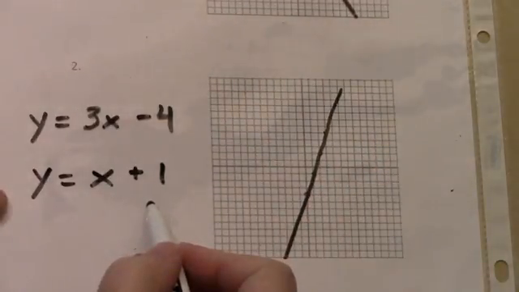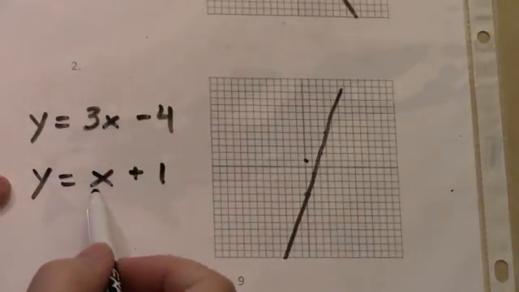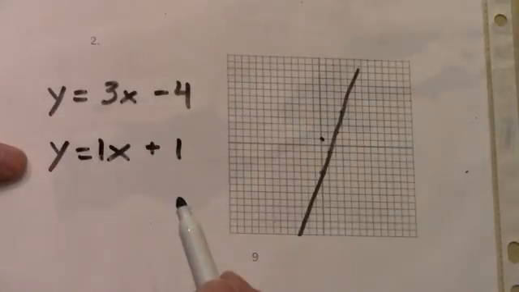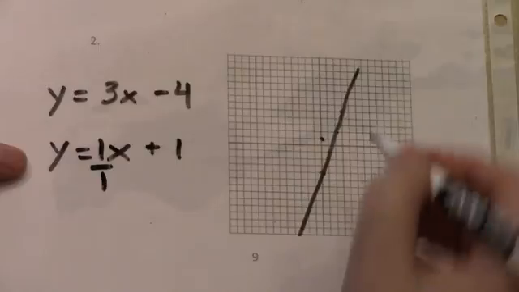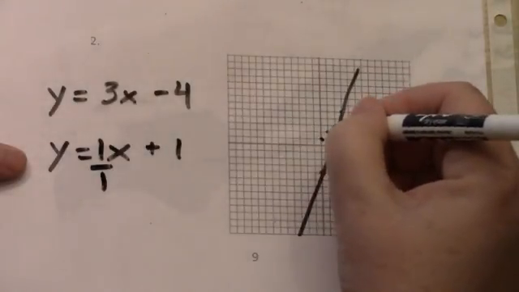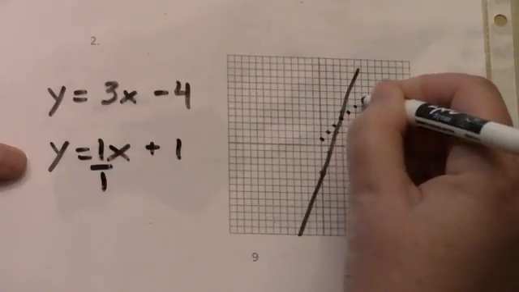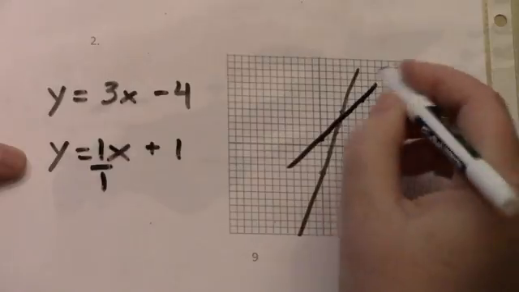Our second line starts at plus 1. And what is this slope? Well, there's not a number in front of it, but really there's a 1 in front of it. So this is a 1 slope, 1 over 1. That means we're going to go up 1 over 1, up 1 over 1, up 1 over 1. And we end up with a line that looks like that.